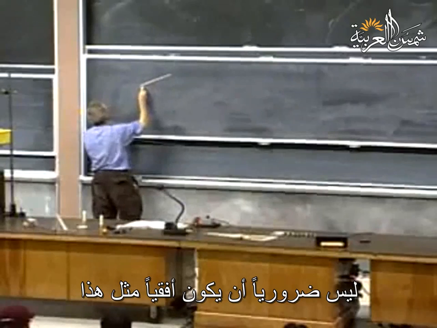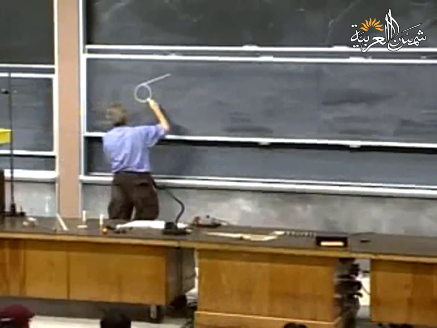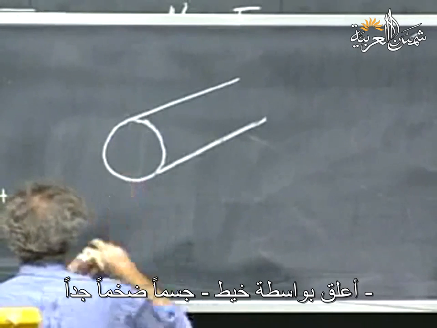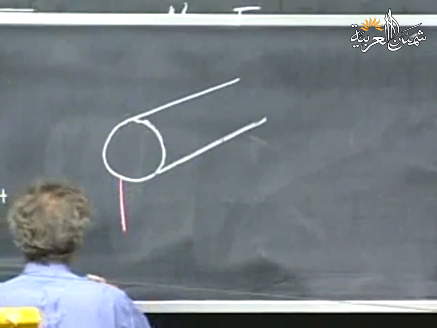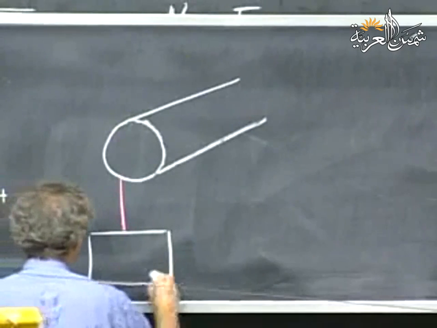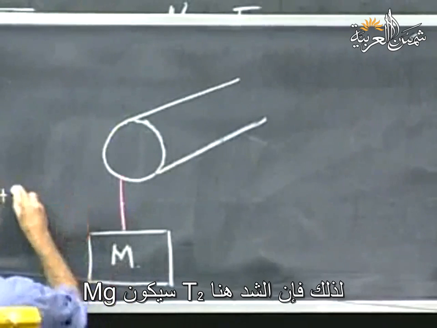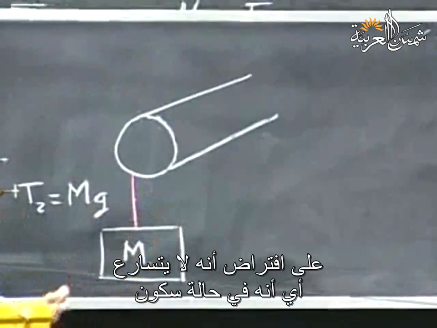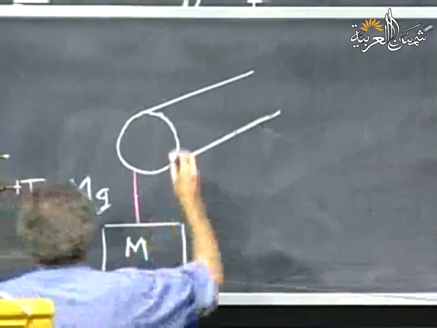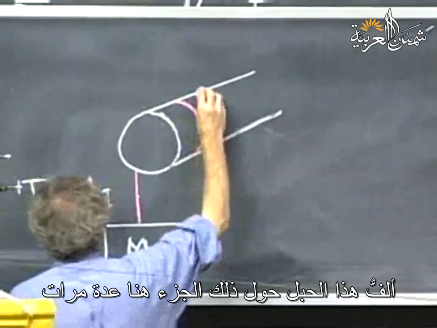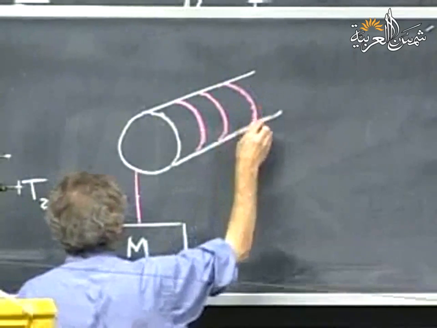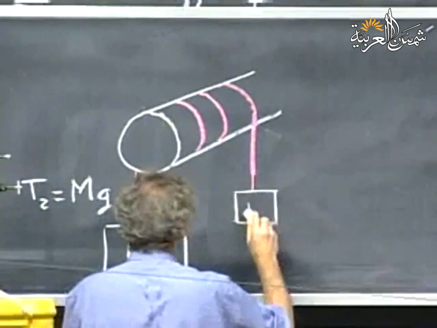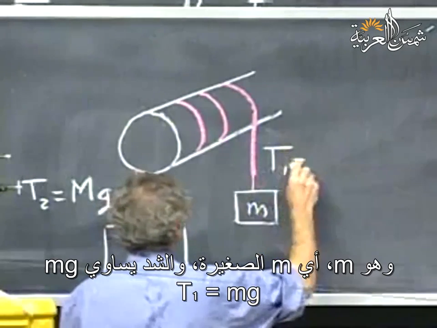Here is this rod. It doesn't have to be horizontal as this one. And I hang on this side of the rod, I hang with a string, a very massive object. Capital M. So the tension here, T2, would be mg, assuming that it is not accelerated, that it is at rest. I wrap this rope around here several times, and here I hang an object which is substantially less in mass, which is m, little m, and the tension equals mg.